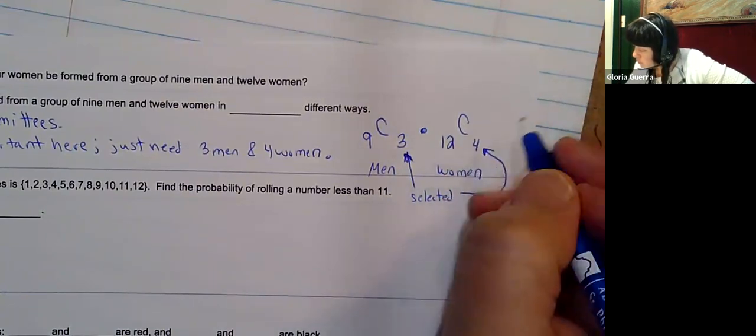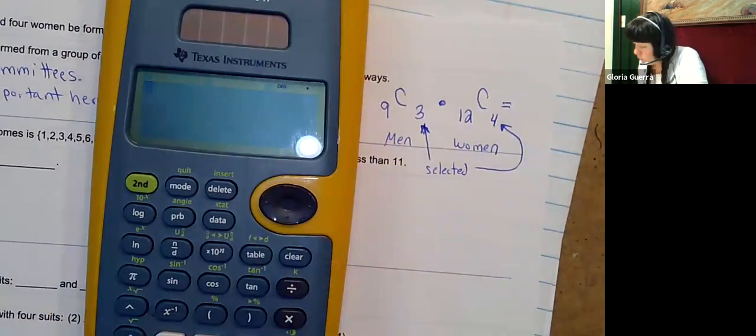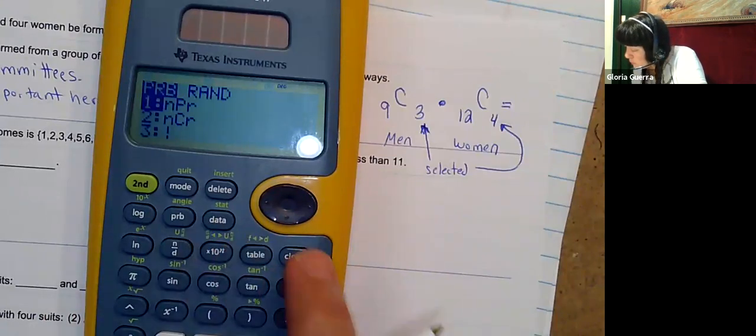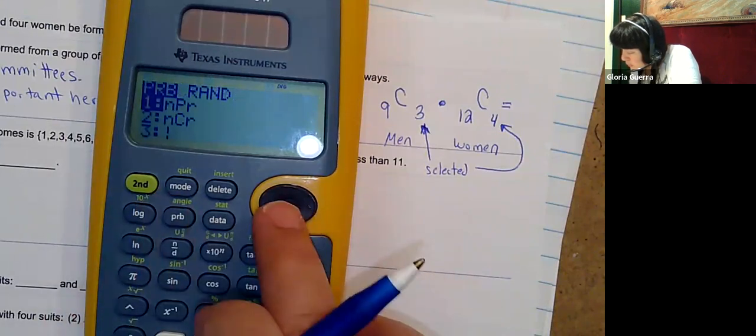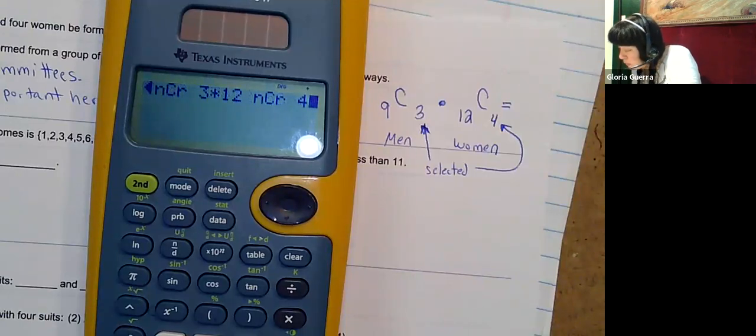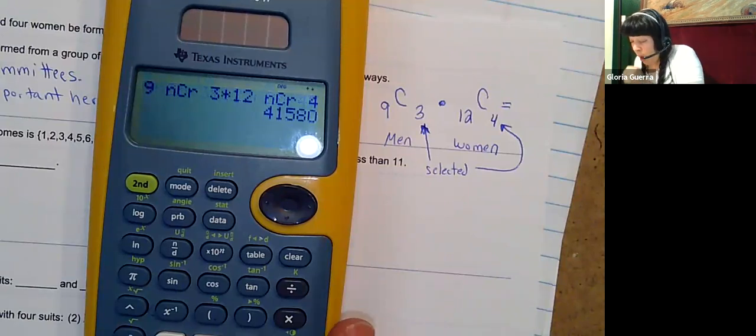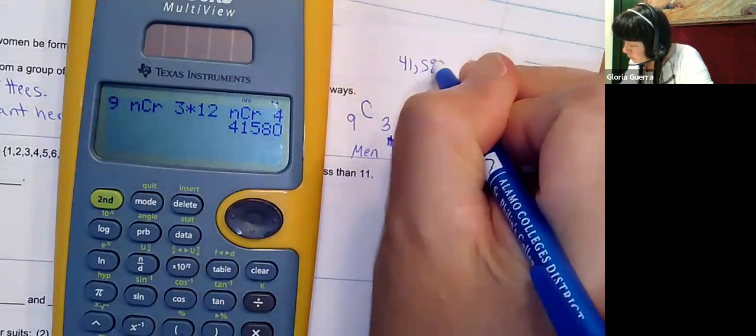Okay, so now if I use my calculator on that, I have 9 probability, tap down, or you can hit number 2 combination, and then 3. And I am going to do times, and then 12 probability combination. You can do number 2 or tap down to 4, and then hit enter. And that does match 41,580. It does match. And remember your comma, 1, 2, 3, comma.